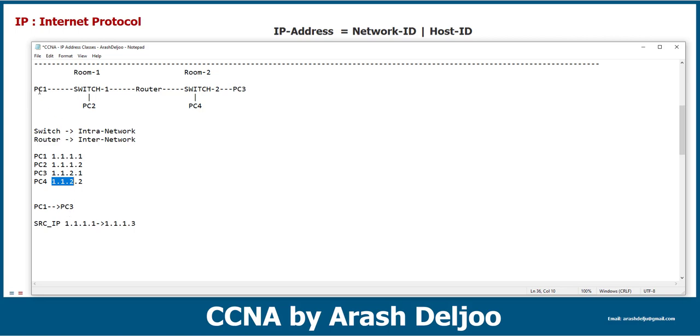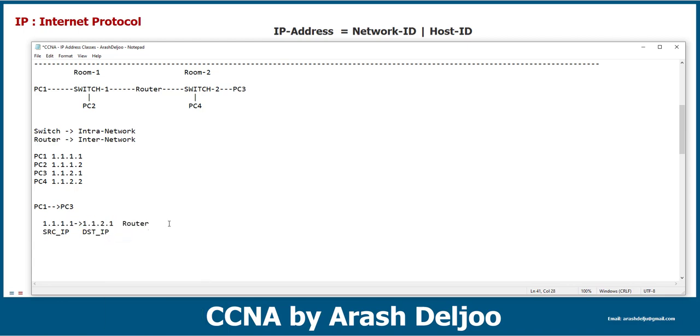Why? If traffic is sent from PC1 to PC3, from 1111 to, for example, 1121, and this traffic is received by the router, with some information you will learn about, it can understand the destination IP. You know that this is the source IP. Let me write here. Every data packet has one source IP and also one destination IP. You will learn about all of these details. The router can understand that 1121 is residing in room 2. Because of that, it can forward the packet to room 2.